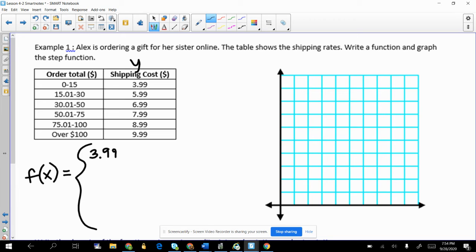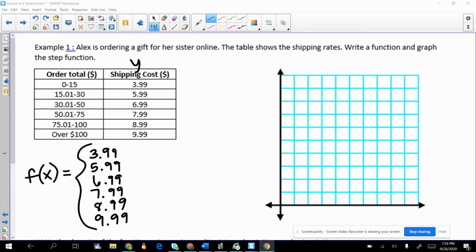So if Alex orders something between $0 and $15, she's going to have a shipping cost of $3.99. If it's $15.01 to $30, $5.99. If it's $30.01 to $50, it's $6.99 for shipping. $50.01 to $75 is $7.99 for shipping. $75.01 to $100 is $8.99 for shipping. And then anything over $100 is $9.99 for shipping.